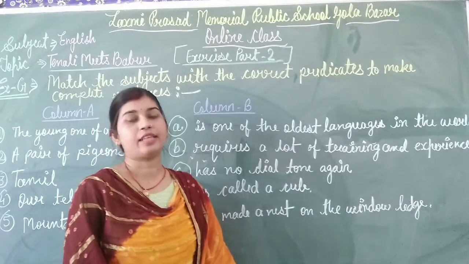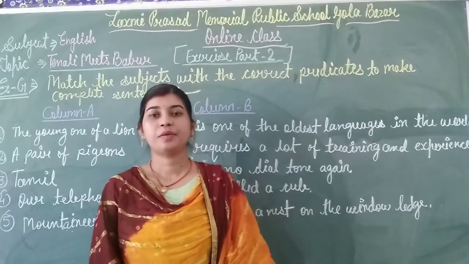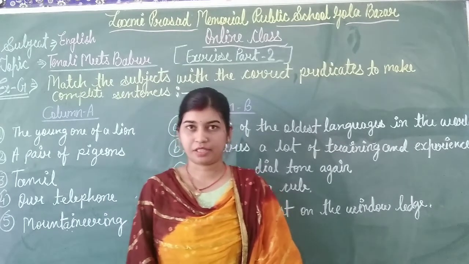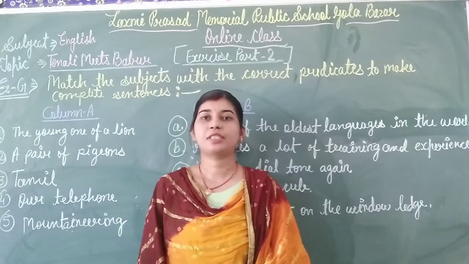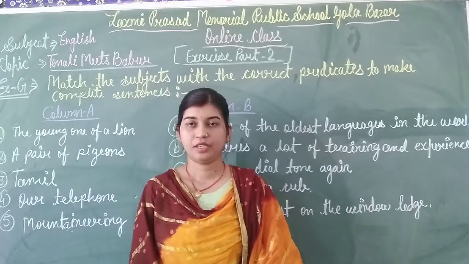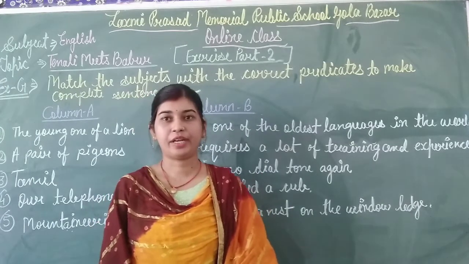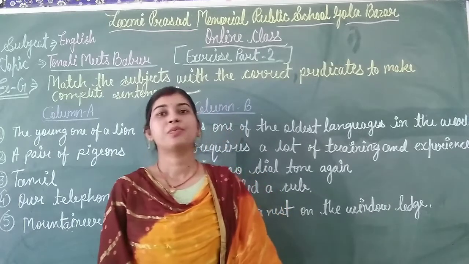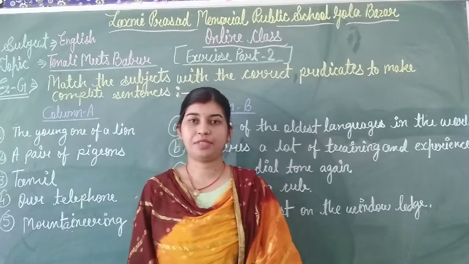Okay, a sentence has two parts. First is subject and second is predicate. So students, I am going to tell you what is subject. The part of a sentence which names a person, place or thing is called the subject. Okay, so students, now I am going to tell you what is predicate. The predicate of a sentence is that part which contains everything other than the subject.